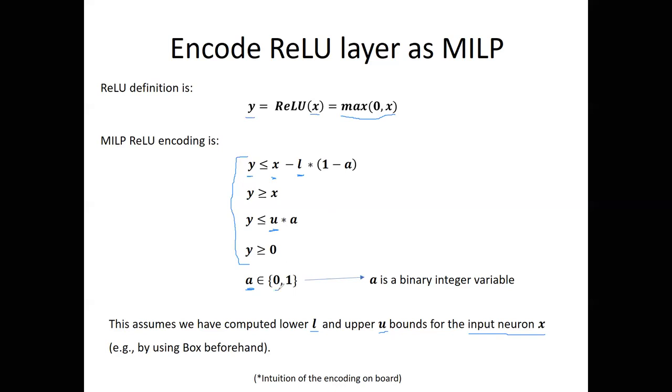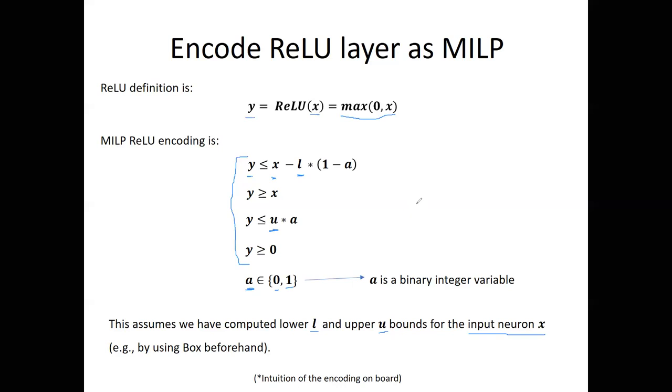You can already get a bit of intuition by just plugging in values for A0 and A1 and seeing what happens. Intuitively, for the different values of A, you're going to generate linear programming instances, LP instances. If you pick 1 here, you're going to end up with y less than or equal to x, and this is going to be one LP instance. If you pick A equal to 0, you're going to end up with y less than or equal to x minus l, y greater than or equal to x, and all the other two constraints. And this is going to be the other LP instance.